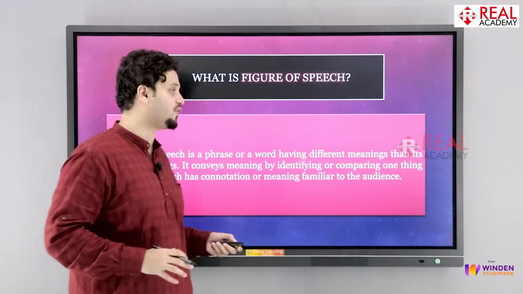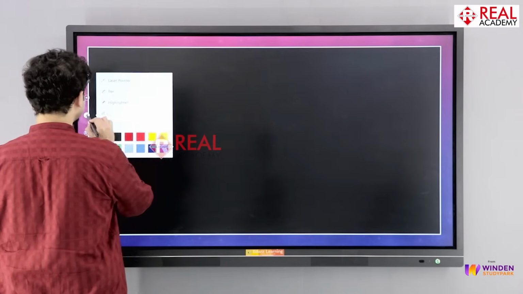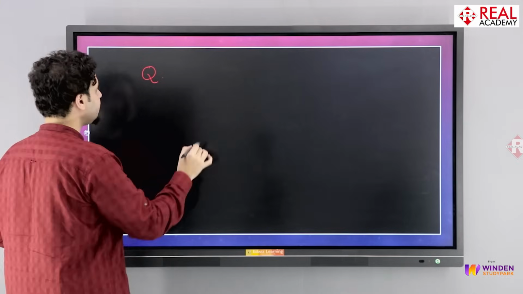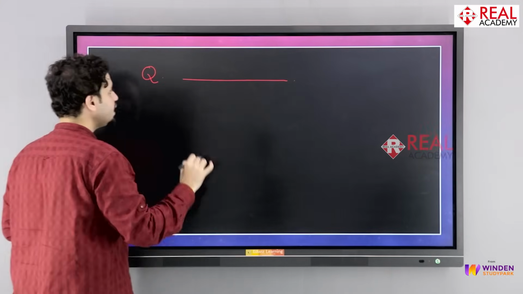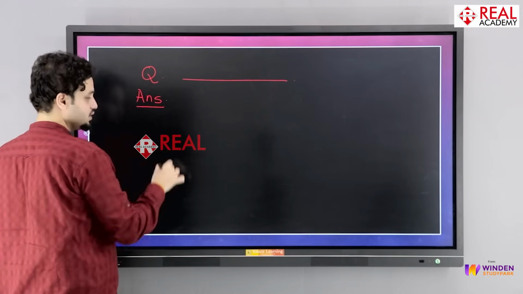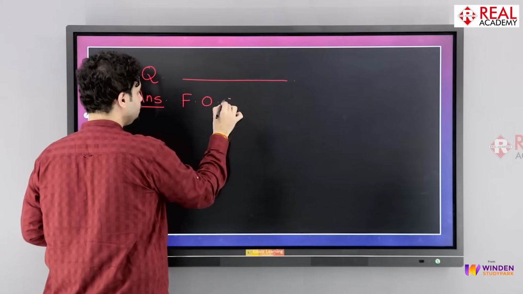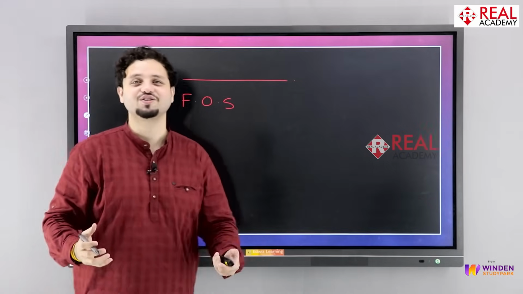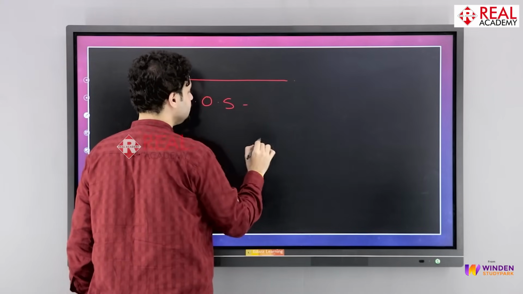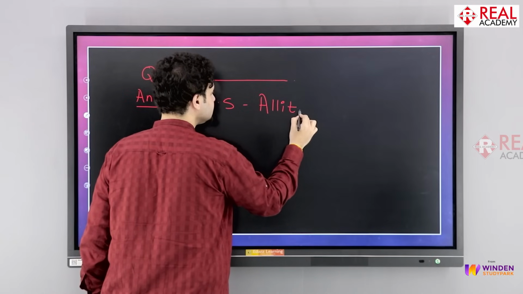There is a specific format for writing answers on figures of speech. You would have one question. You have to write that question as it is, followed by a full stop. After writing the question, you have to write the word answer, which would be in the margin. Then you have to write FOS. Yes, you can use the shortcut. FOS is figure of speech. Put a dash or hyphen, and then write, for example, if it is alliteration, then you write alliteration.